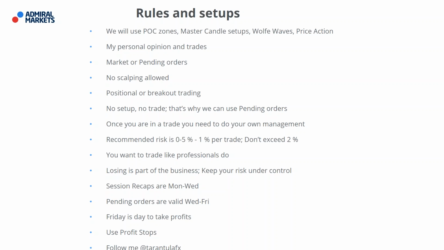Session recaps are from Monday and Wednesday to Wednesday. So these trades are valid from Wednesday till Friday, because this is live trading session. And have in mind that Friday is day to take profit, so you actually might secure your trades prior to Friday. Use profit stops, and of course, follow me on Tarantula FX.